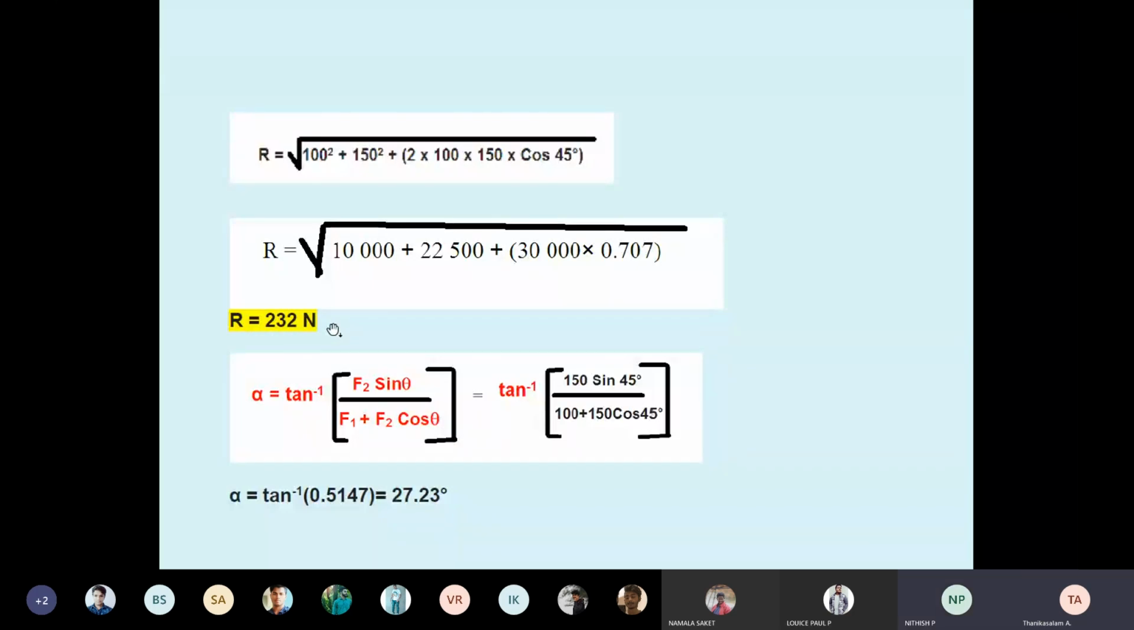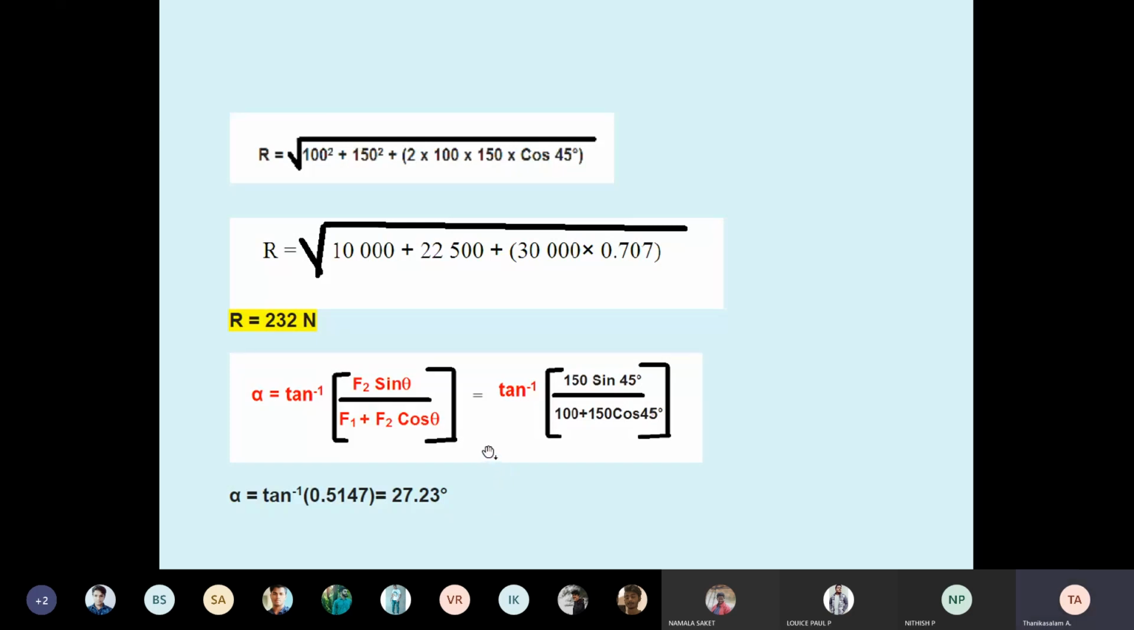You have to always write Newton, since N means Newton. The resultant is also a force. Resultant means a force which replaces the other two forces. Then alpha equals tan inverse of F2 sin theta by F1 plus F2 cos theta, with F2 150, theta 45 degrees, F1 100. After solving, tan inverse gives alpha equal to 27.23.